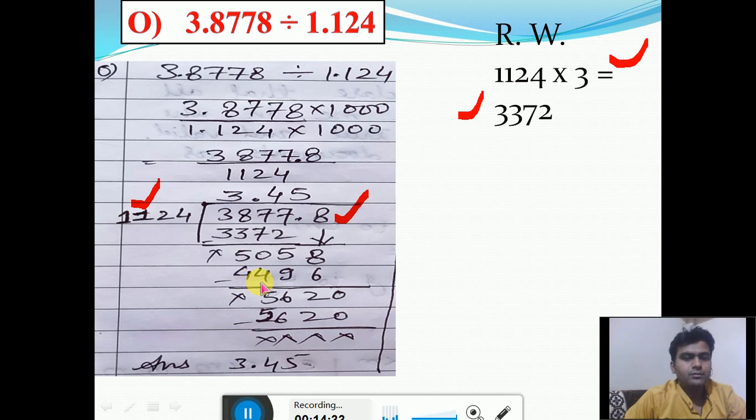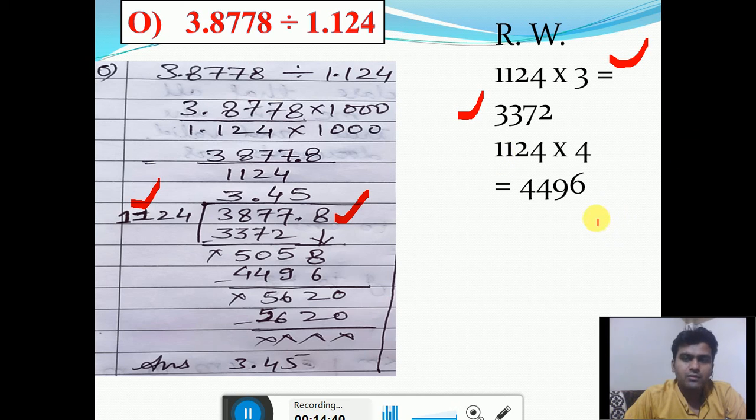Now we can read the table of 1124 by how many times? 4 times. So we will get 4496. So subtract. Now 8 minus 6, 2. 5 minus 9, this number will become 14, 15 minus 9 equals 6. This number will be 9, 9 minus 4 equals 5. So 562.